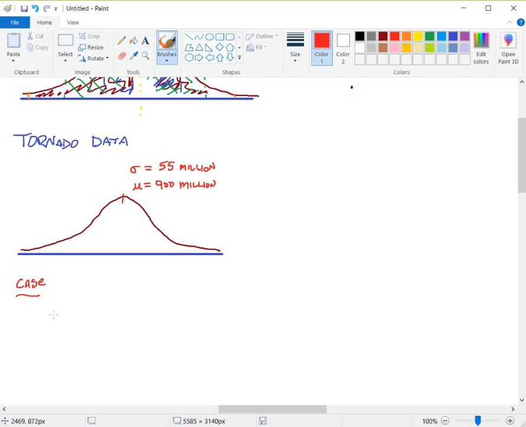Say we want to know what percent of damage on an annual basis will come in at over $1,065,000,000, because maybe that is as much as we could possibly pay. So what percent of the annual damages will come in over $1,065,000,000?